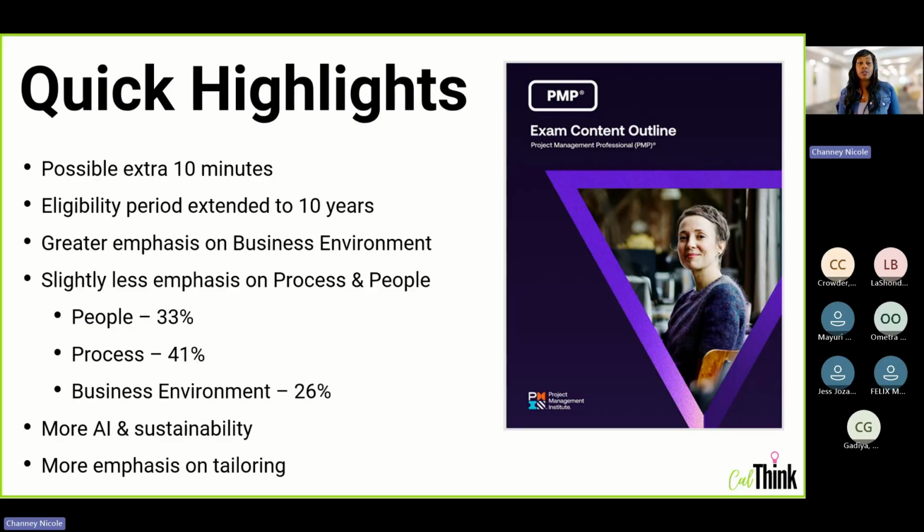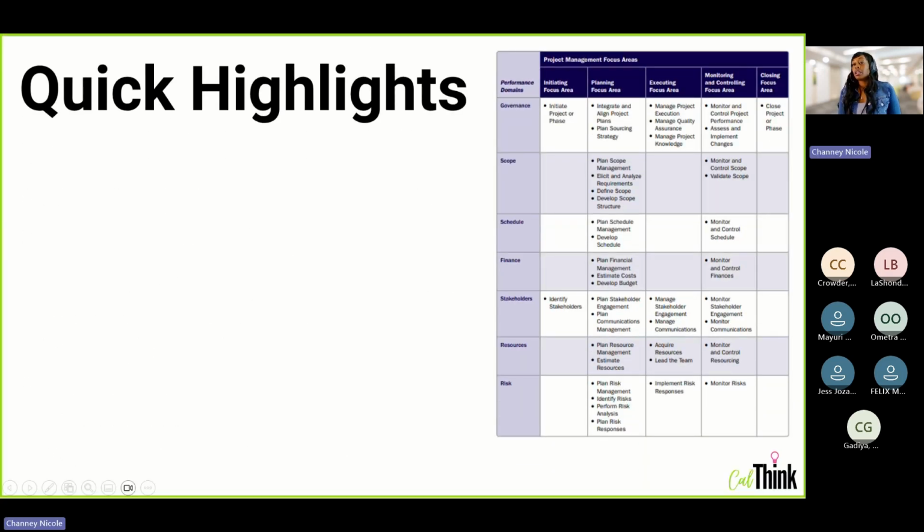The process grid itself has changed quite a bit. So the amount of processes has gone down from 49 to about 40, I believe. So let's take a look at these on the next slide. You'll see here, the grid itself looks a little bit different, and there's a couple of reasons why. For one, the process groups are now called focus areas. So initiating, planning, executing, monitoring and controlling, closing, those are no longer process groups. Those are focus areas. And I believe the idea, if I had to take a guess here, was that people often confuse those for phases. So they just changed the name altogether.